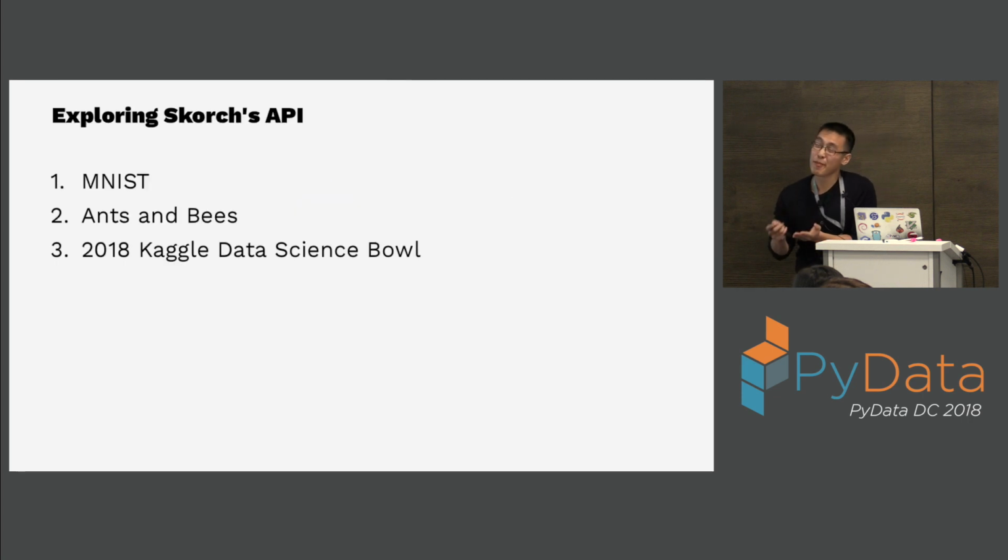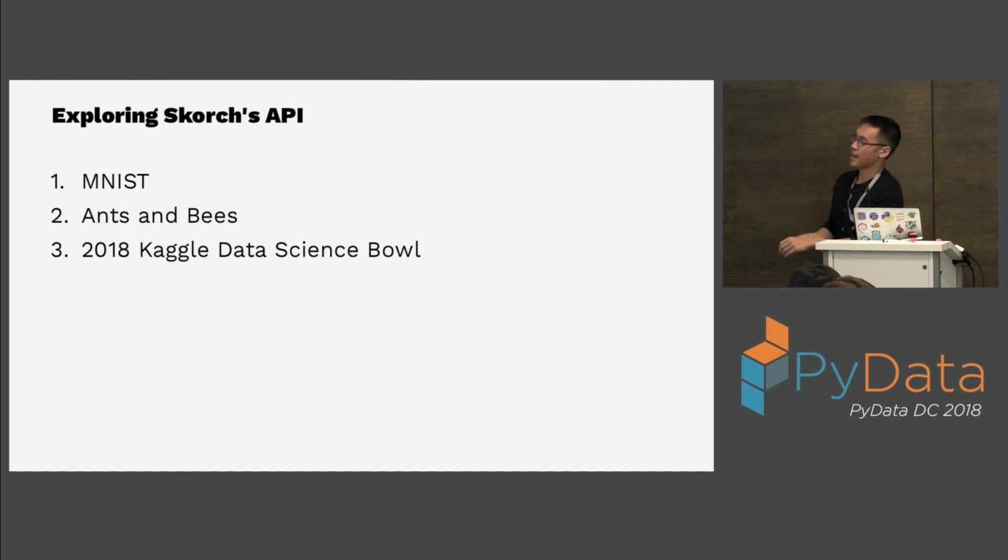Rather than going through the API and just spewing at you what the Skorch API is, I thought it'd be fun to go through some example data sets and show you how we could use Skorch to solve these problems. So first, the MNIST data set, pretty simple. Next, an ants versus bees classifier, for which we will use transfer learning. And lastly, the 2018 Kaggle Data Science Bowl, which is an image segmentation problem.